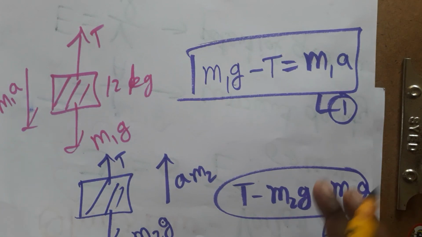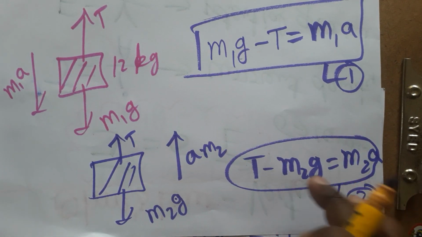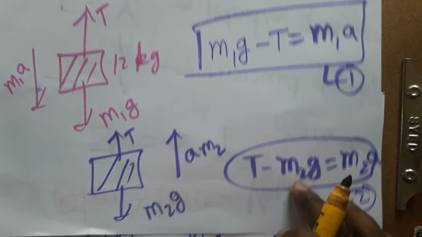Whether you take the first equation or the second equation, whichever you take, the tension will be the same. Even if you take this equation, m2 here is 8 kg, m1 is 12 kg.